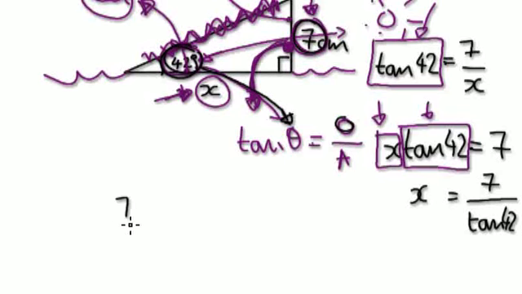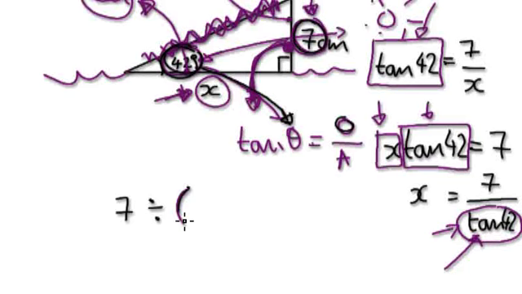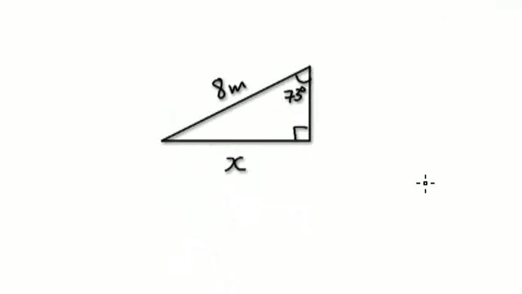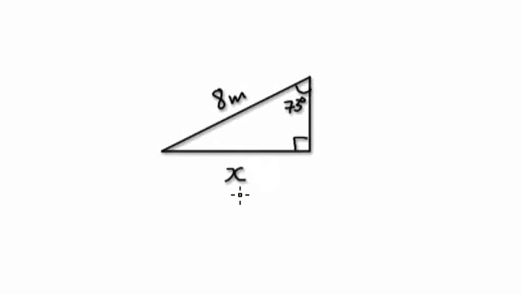On your calculator, just punch in the number 7, punch in divide, and then work out tan 42 on your calculator. So just get 7 divided by, work out tan 42 and put that number into this bubble here, and then later on get 7 divided by whatever that answer is. Okay, but with me you can just leave it like this. Okay, all right. So the next one here, work out x here.